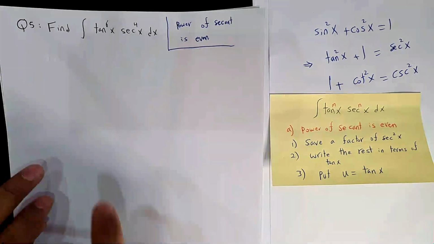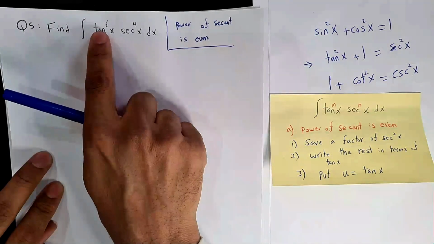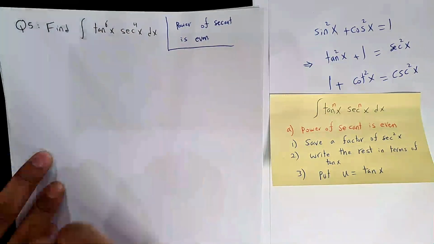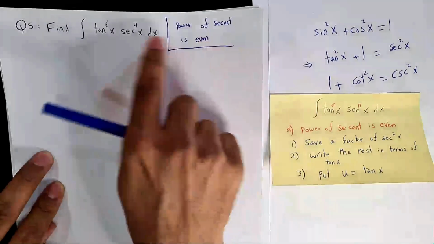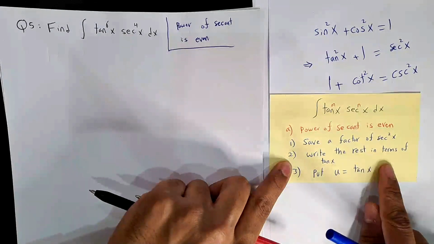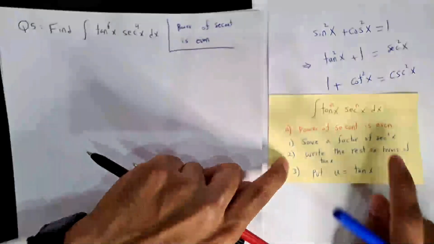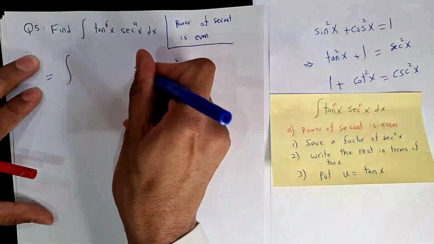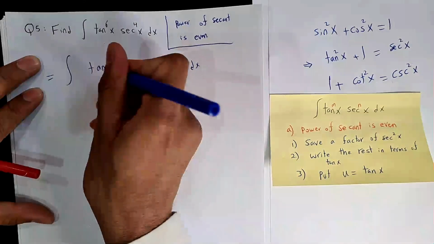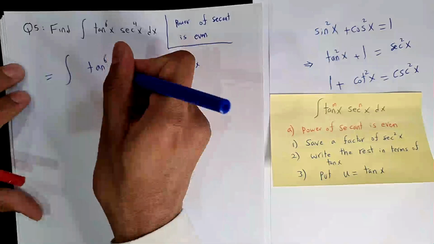Question number 5. He said integrate tan to the power 6 x secant to the power 4 x dx. Well, the power of secant here is even. So follow this strategy. I need to save secant square. Write secant square at the end. So I am left with secant square x, and then I am left with tan to the power 6 x.